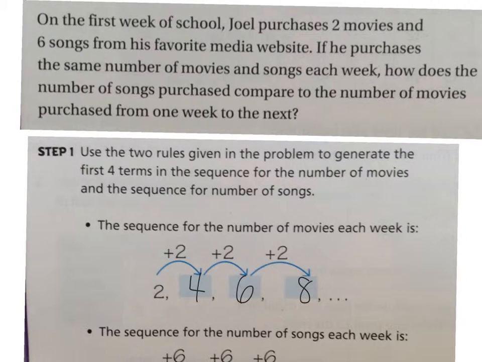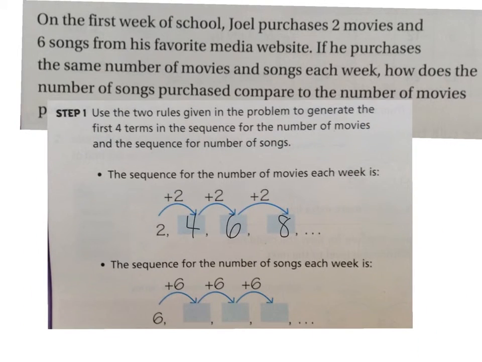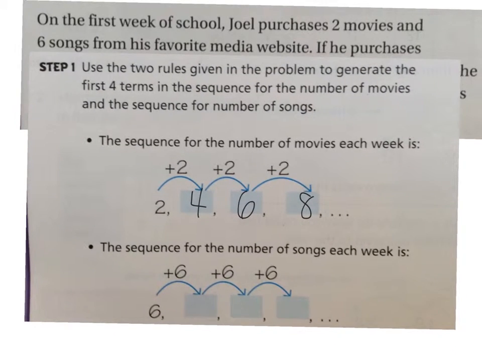8. Now let's write down the first 4 numbers in the sequence for the number of songs he has. If Joel buys 6 songs the first week, but then buys another 6 songs the second week, how many songs does he have altogether? 12. What about the third week when he buys 6 more? He has 18. What about the 4th week? 24.